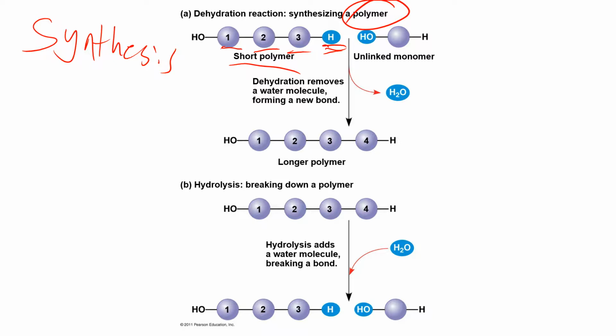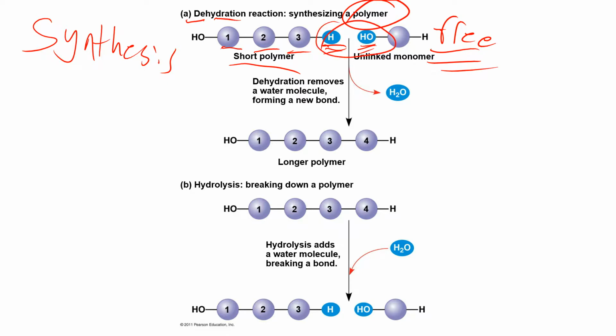And here you have another monomer that at this point in time is free. It's not attached to anything, but it has a free OH group. Now, when you are synthesizing polymers, you use a dehydration reaction. What happens when you dehydrate? You are losing water. So between this polymer and this individual monomer, you're going to have the removal, or the dehydration, of a molecule of water.